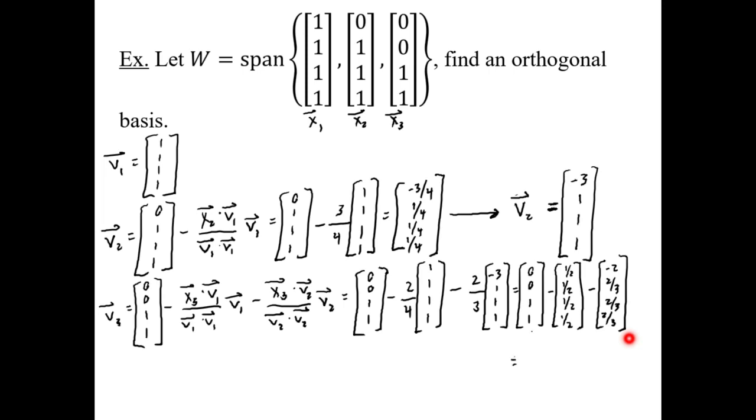Okay, and if I put all those together, we're going to get 0 minus 1/2 plus 2, which is 1.5. Negative 1/2 minus 2/3 is negative 7 over 6.